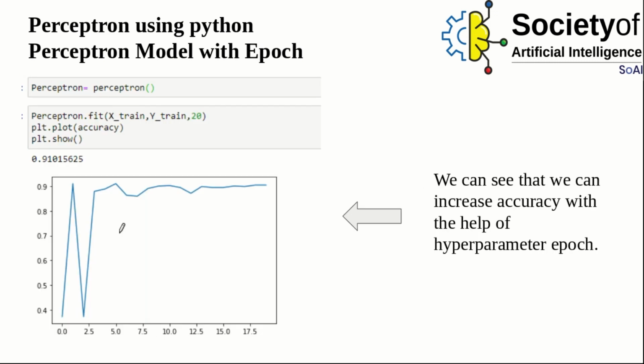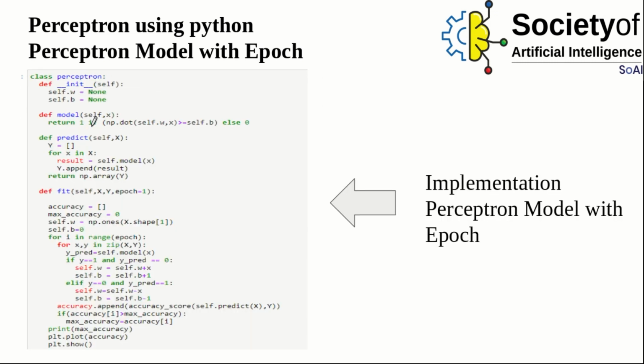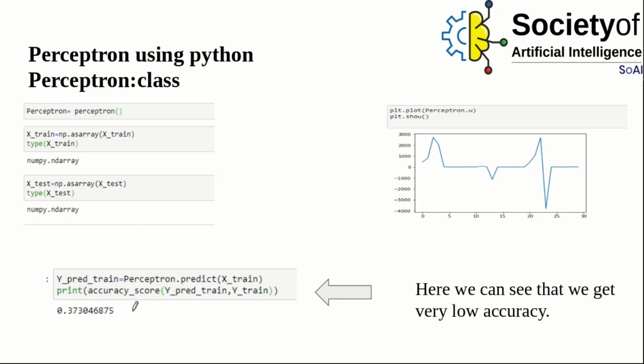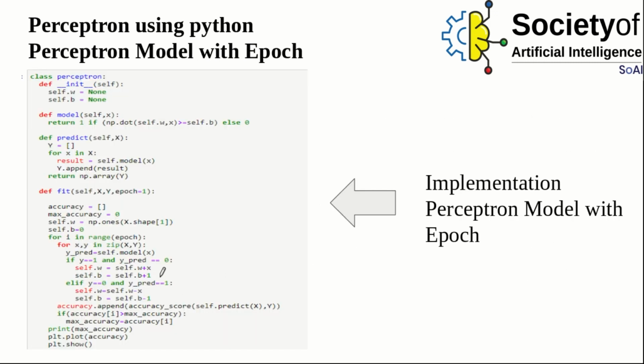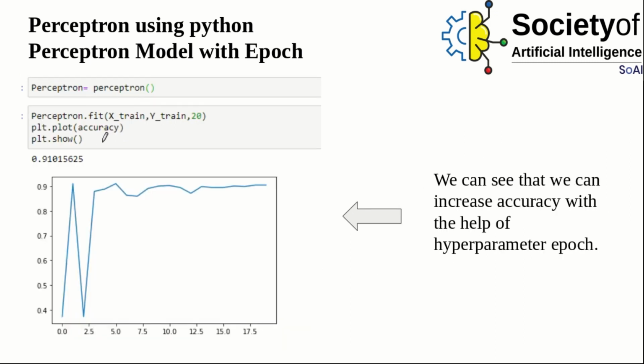Once we have trained our model with the number of epochs that we just mentioned here, we can see that our accuracy for the model goes up to 91%, which was very low initially, just around 37% without the epochs. Once we define this model for epochs and iterate over this range of epoch, we got the accuracy to be 91%. We can see here the increase in accuracy with the help of the hyperparameter epoch.